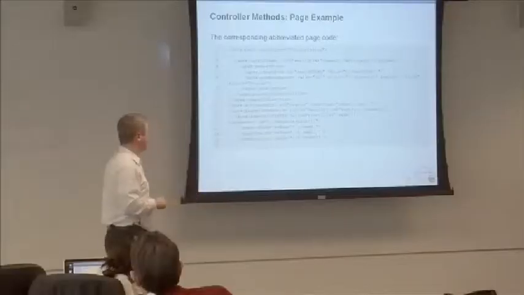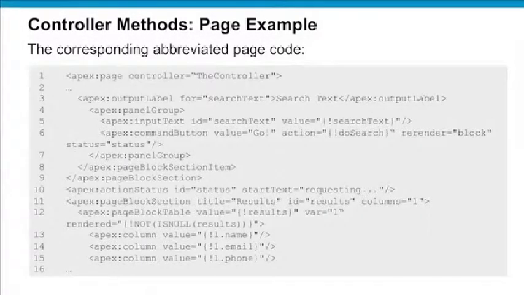Okay? All right, so let's go take a look at the page, and then we'll call the methods in our controller. The first thing I'd like to point out is that we have our input text called search text. This is the text box where the user enters what they're searching for. We also have a command button, and we're going to use it for action binding. You'll notice that it is bound to a method called doSearch.